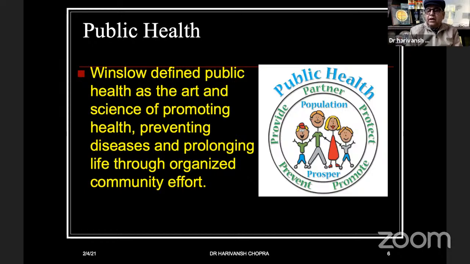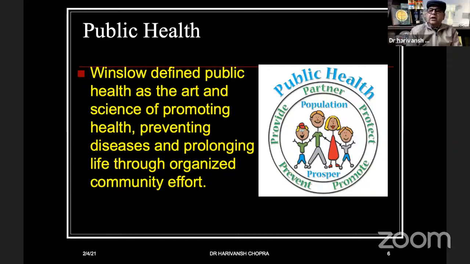That is public health. And there are so many P's, that is promotion, prevention, partnership. And nowadays another P is used, that you have to predict, prediction. Prediction of diseases is another part of public health. But this is the basic definition of public health, which all of you must remember, given by Winslow: public health is an art and science of promoting health, preventing diseases, and prolonging life through organized community effort. So it is not only at the individual level, basically it is at the community level.